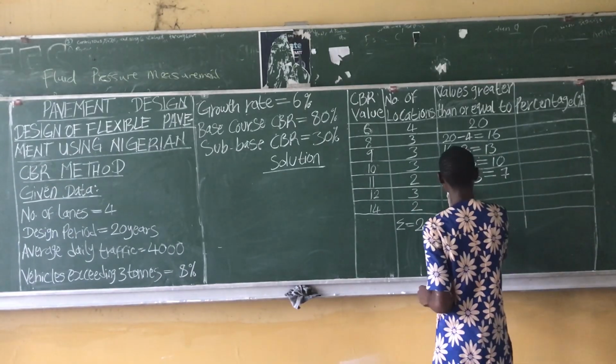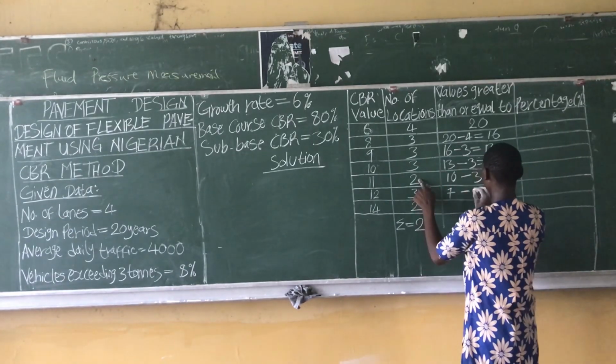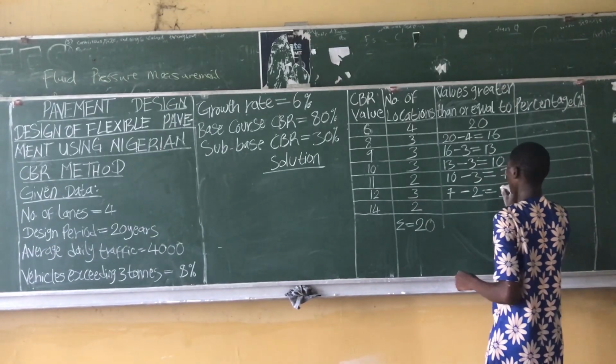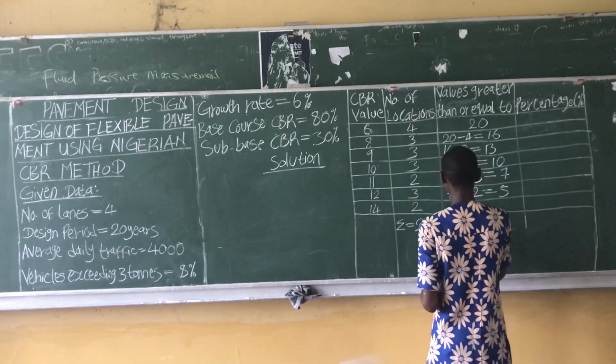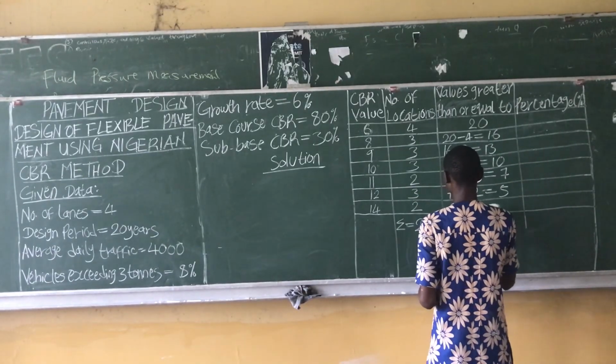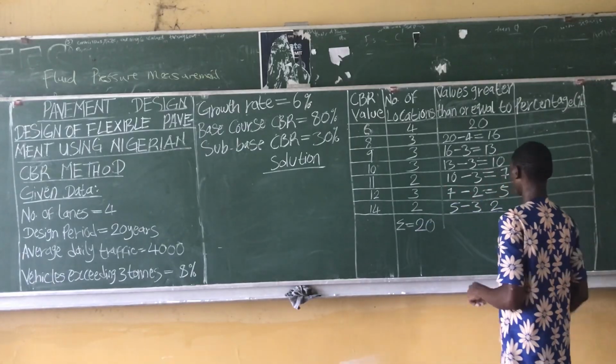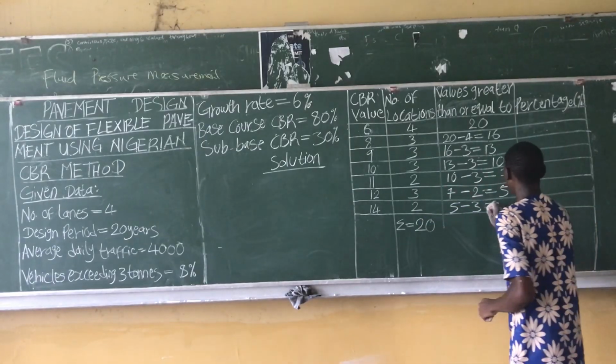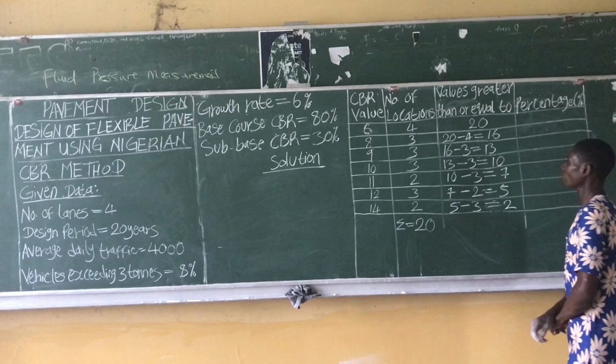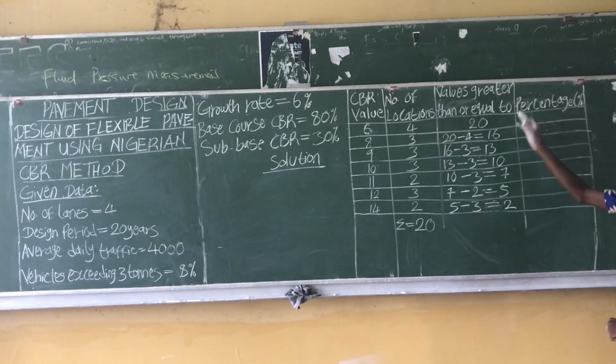For the next row, it will be what? 7 minus 2. And that will be 5. For the next row, it will be 5 minus 3. And that will be 2. And then we are done for this column.